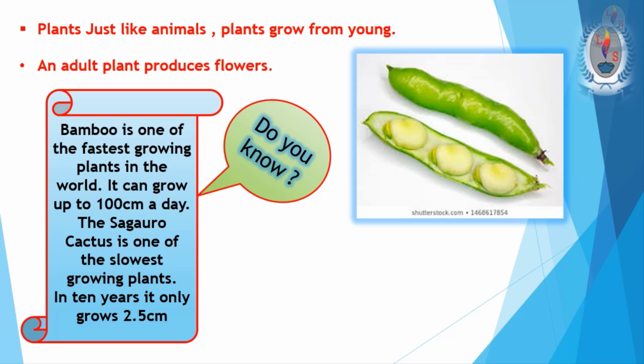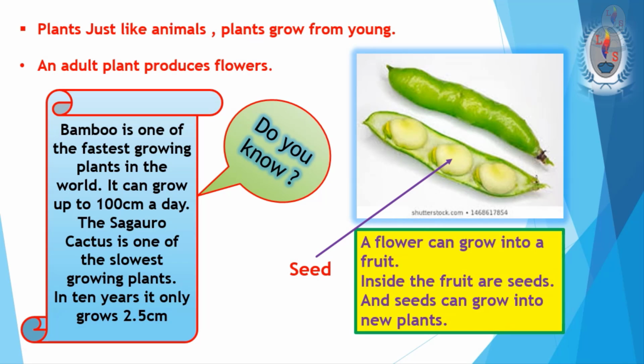Children, now you can see a picture of a bean here. A flower can grow into a fruit. Inside the fruit are seeds, and seeds can grow into new plants.